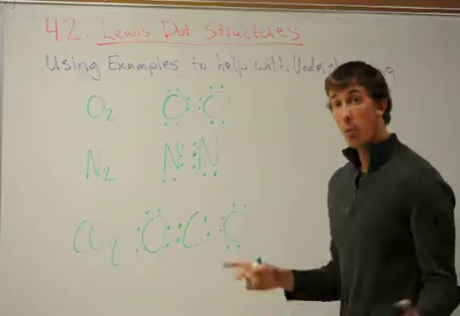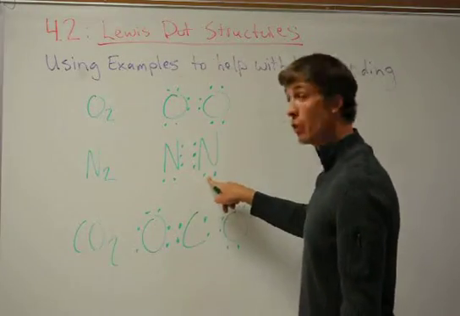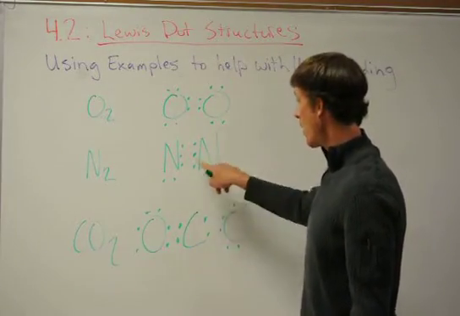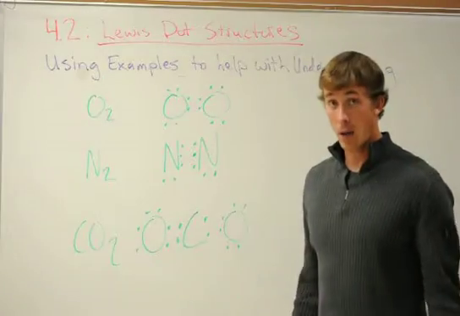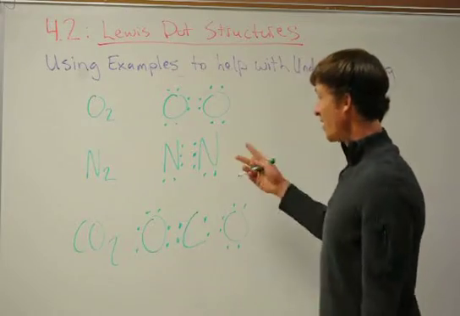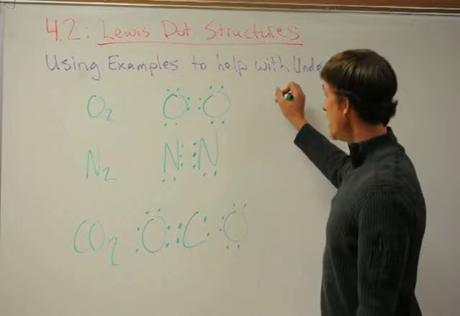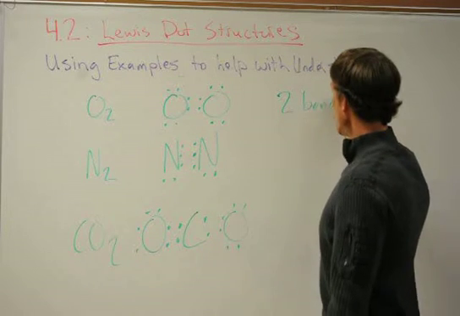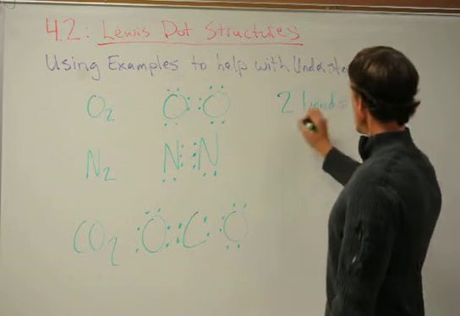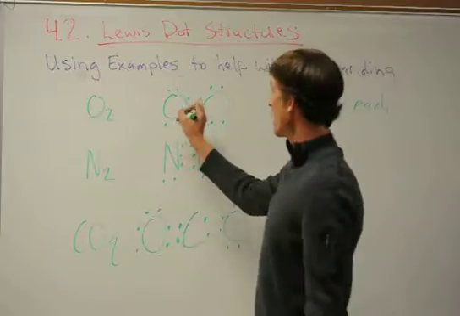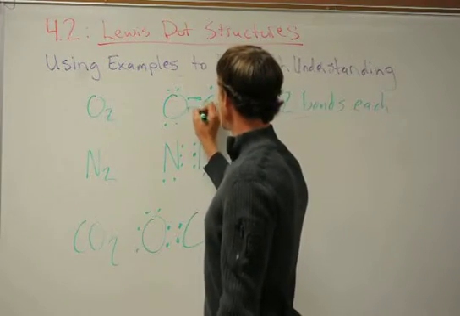Now notice I just put them around. You can put those two up here, you can put those two there. You can move them anywhere you want. Okay, it's not that big of a deal. But I just want you to see that oxygen needs 2 bonds each to be happy. So that's why they're going to bond together twice.